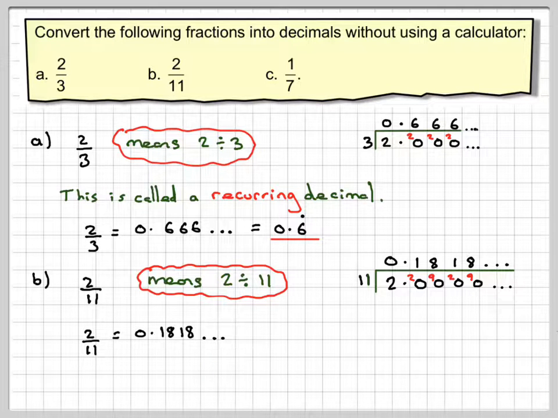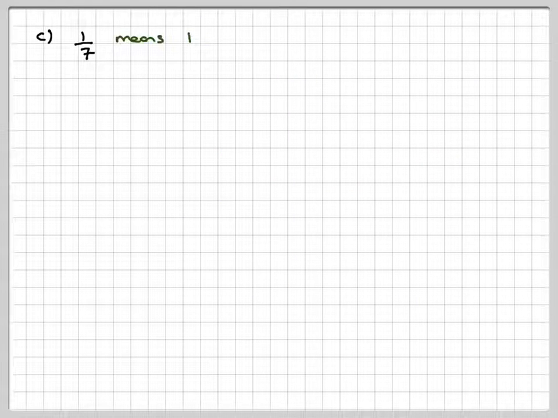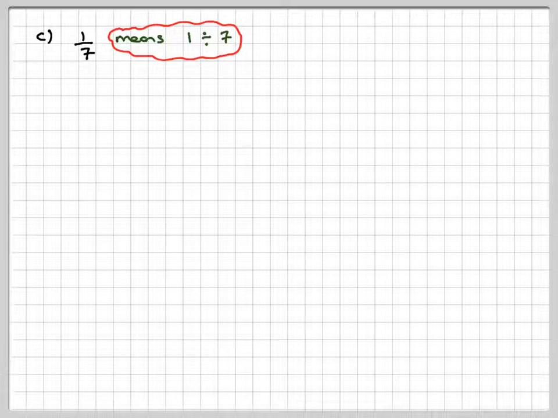The 3 dots means it carries on, so it's going to be 0.18, and we put a dot on the 1 and a dot on the 8, so that means it continues in the form 18, 18, 18. The last one's a little bit more tricky. 1/7 means 1 divided by 7.